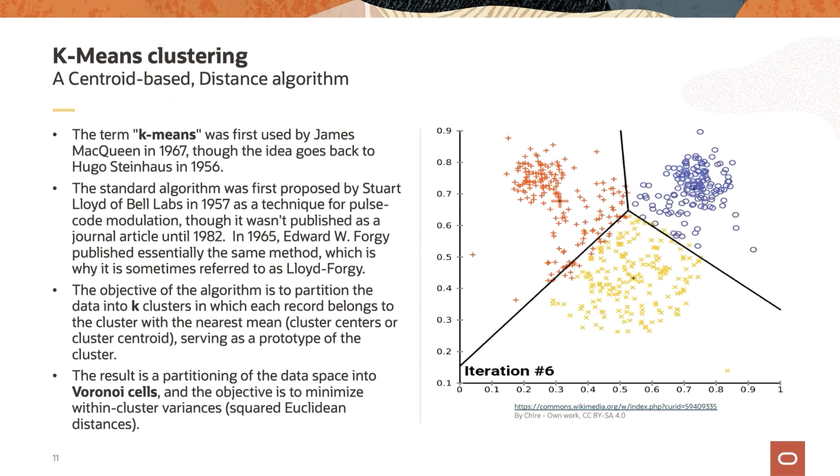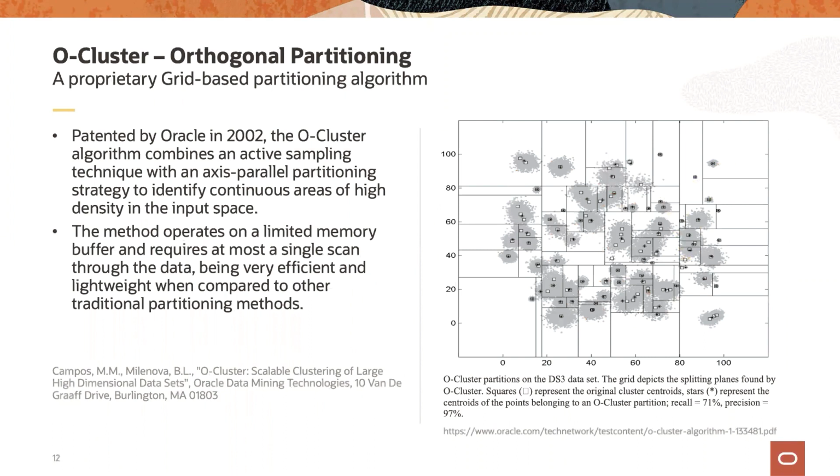For something like the O-Cluster, or orthogonal partitioning, it's basically a grid-based approach. Oracle has had that O-Cluster patented since 2002, a method that can create these very specific buckets of things, but you can see that these are grids. So it's grid-based because these are little squares that you're working on, trying to identify the buckets of where the data would be.